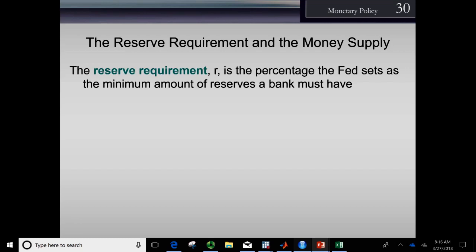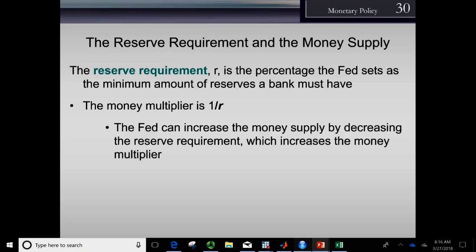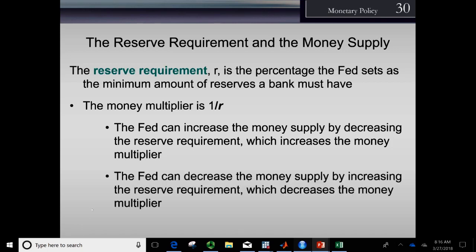Here we're going to think about the reserve requirement R as the percentage that the Fed sets as a minimum amount of reserves that a bank must have, expressed as a ratio of dollar reserves to deposits. We learned that the money multiplier is 1 over R. Thus, the Fed can increase the money supply by decreasing the reserve requirement. Why? Because that increases the money multiplier. The Fed can decrease the money supply by increasing the reserve requirement, which will decrease the money multiplier.